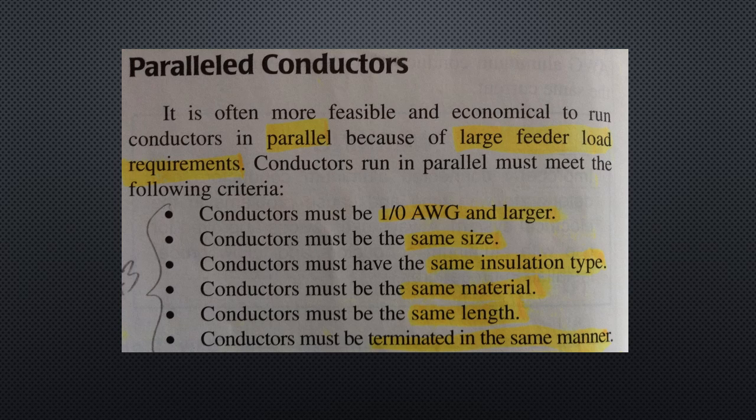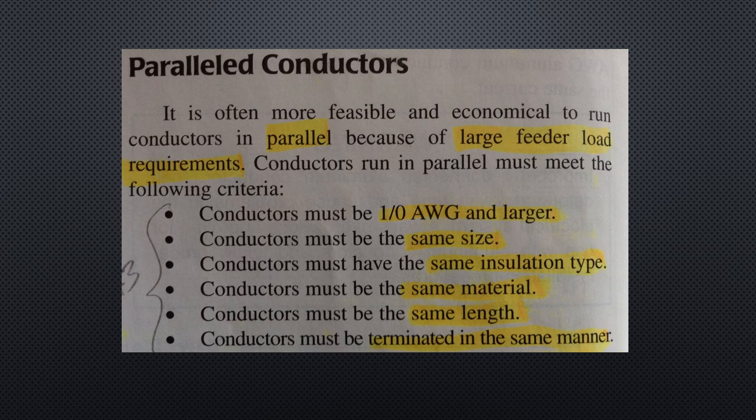Parallel conductors. It is often more feasible and economical to run conductors in parallel because of larger feeder load requirements. Conductors run in parallel must meet the following criteria. The conductors must be 1/0 AWG or larger. The conductors must be the same size, have the same insulation type, and be the same material. The conductors must be the same length, and the conductors must be terminated in the same manner.